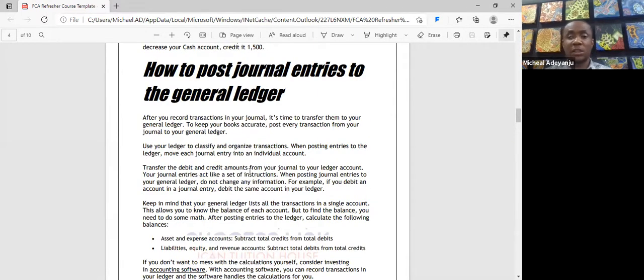So, how to post journal entries into the general ledger. After you record your transactions in your journal, it's time to transfer them to your general ledger. To keep your books accurate, post every transaction from your journal to your general ledger. Don't omit one. Don't leave anything out, because that is when issues start rising, that your account will not balance, that you'll be having issues one way or the other with your accounts.